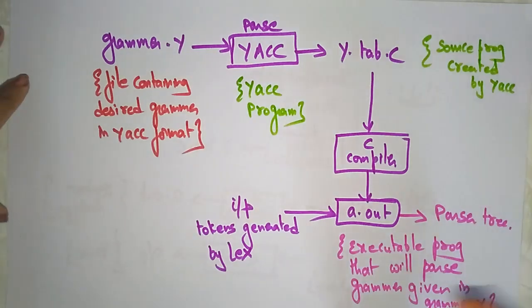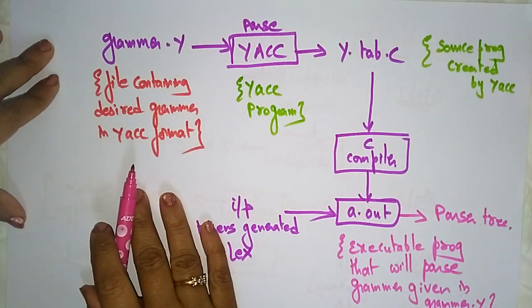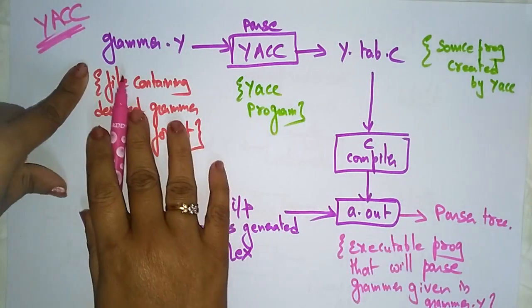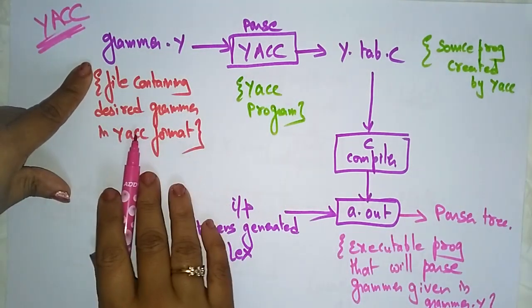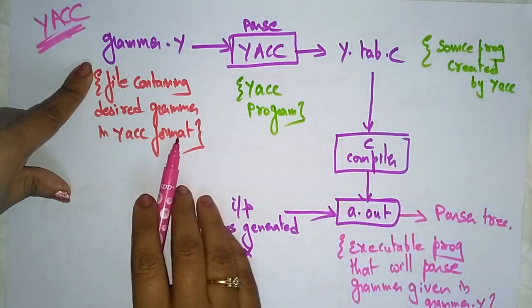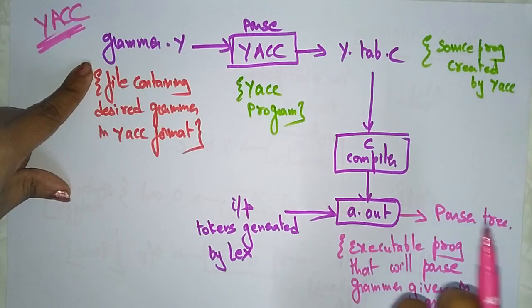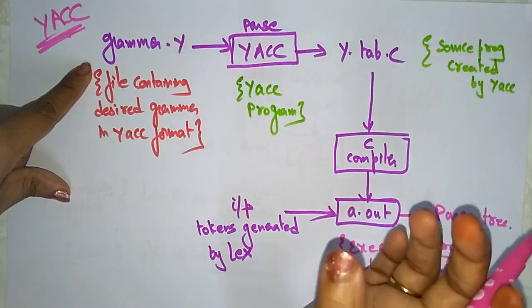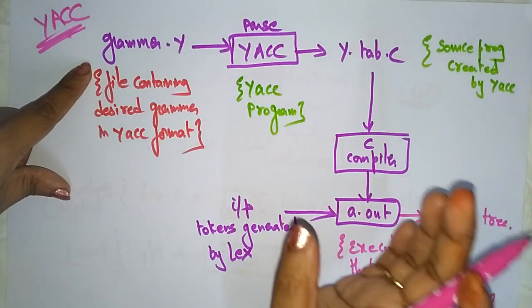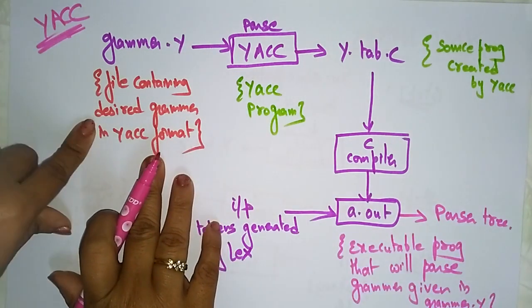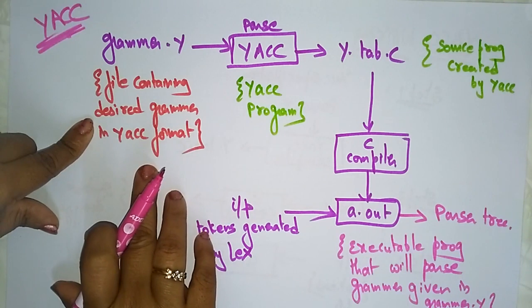So here I created a grammar. This is a YACC tool. Let's take a grammar.y, which is a file containing the desired grammar in YACC format. Whatever grammar we are taking from the input stream, the input stream consists of a series of tokens. From those tokens, we are taking the grammar in YACC format.